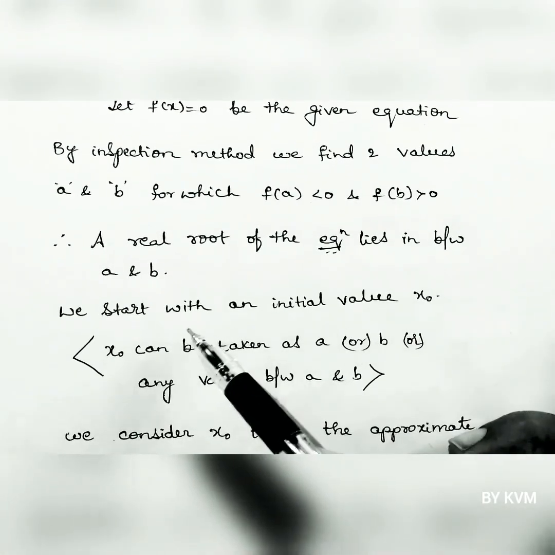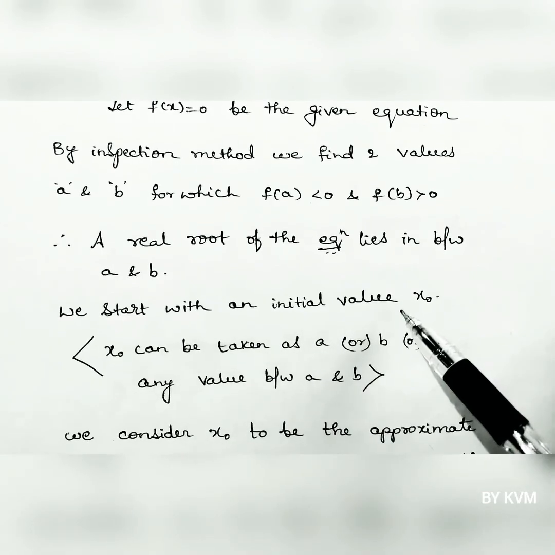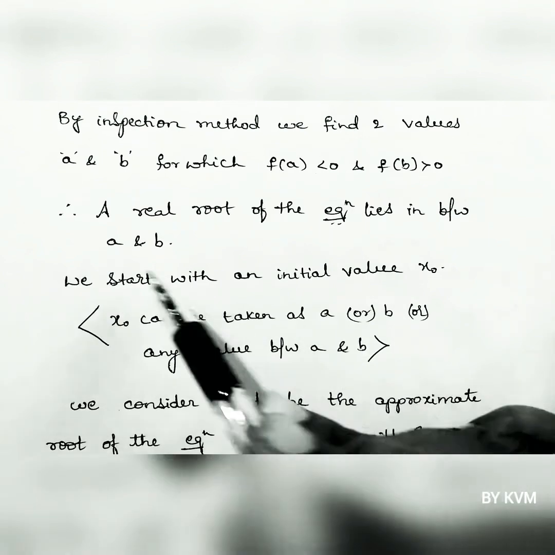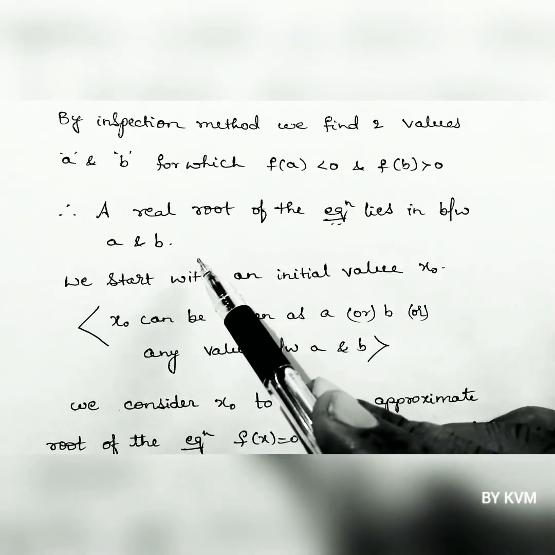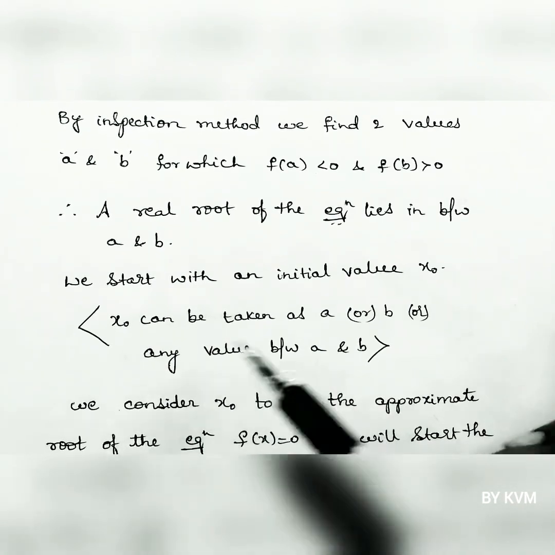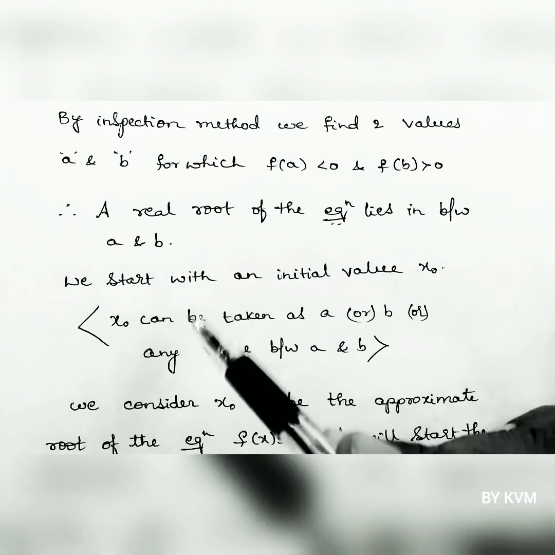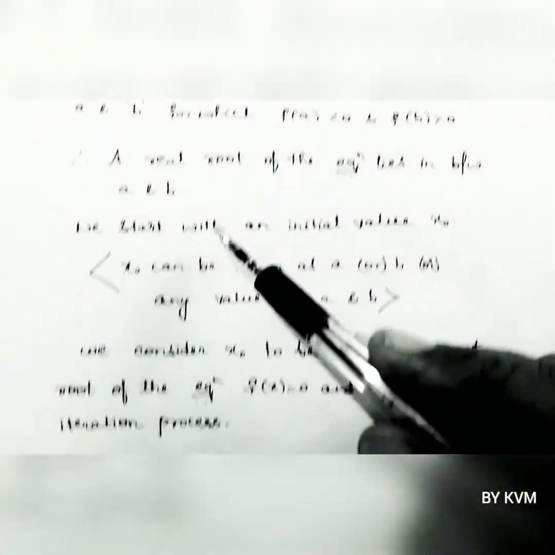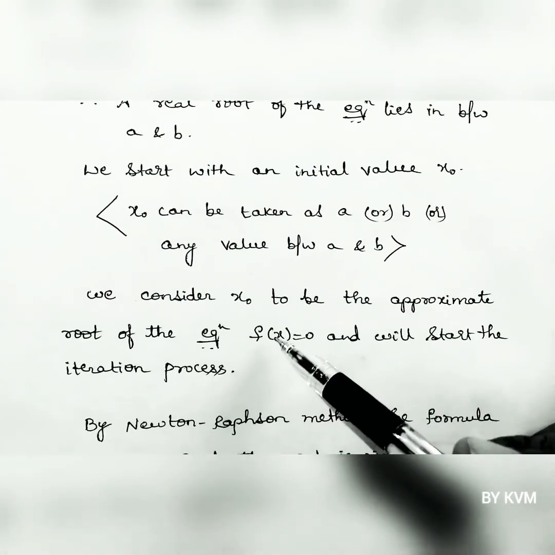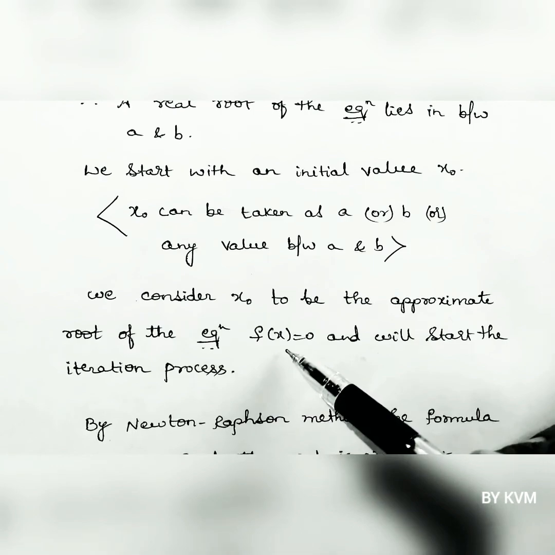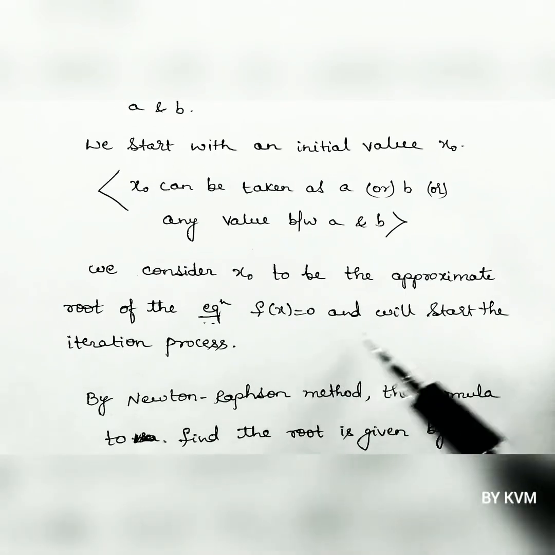So we start with an initial value x0. So x0 can be taken as either a, or x0 can be equal to b, or any value in between a and b. So we consider x0 to be the approximate root of the equation f of x equals 0, and we will start the iteration process.